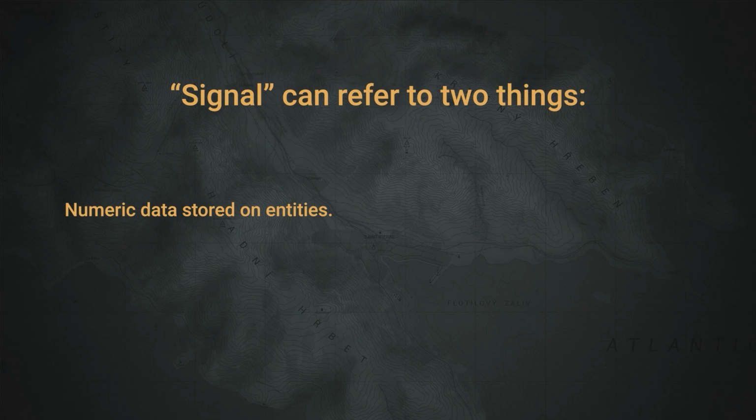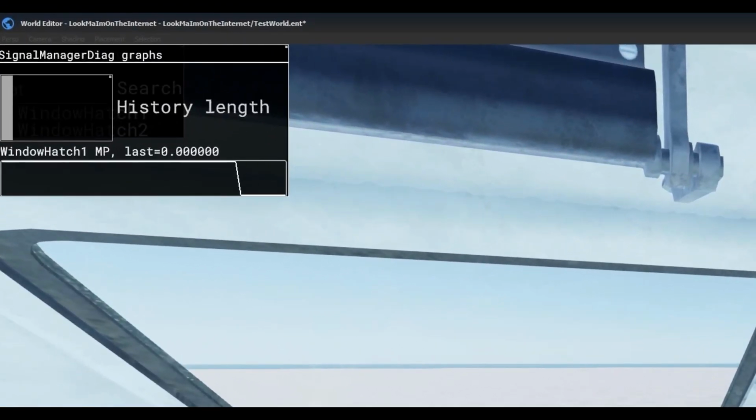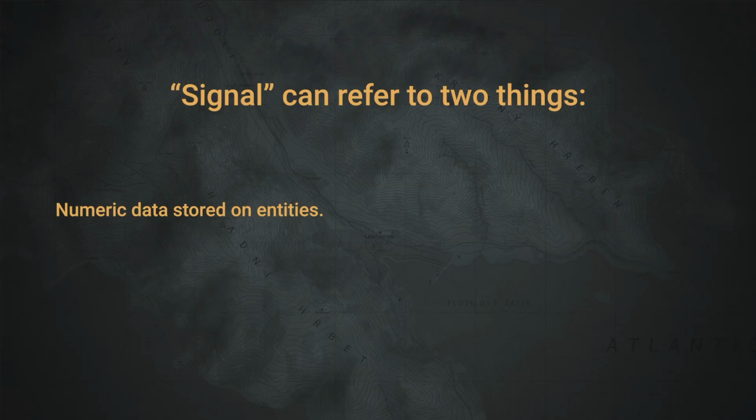An example for this would be the hatches on the BTR-7T. Whether they are opened or not is stored as a signal ranging from 0 to 1 on the vehicle. Other systems of the game can then access the signal, for example, in order to animate the hatches according to their state. Let's call these signals game signals.